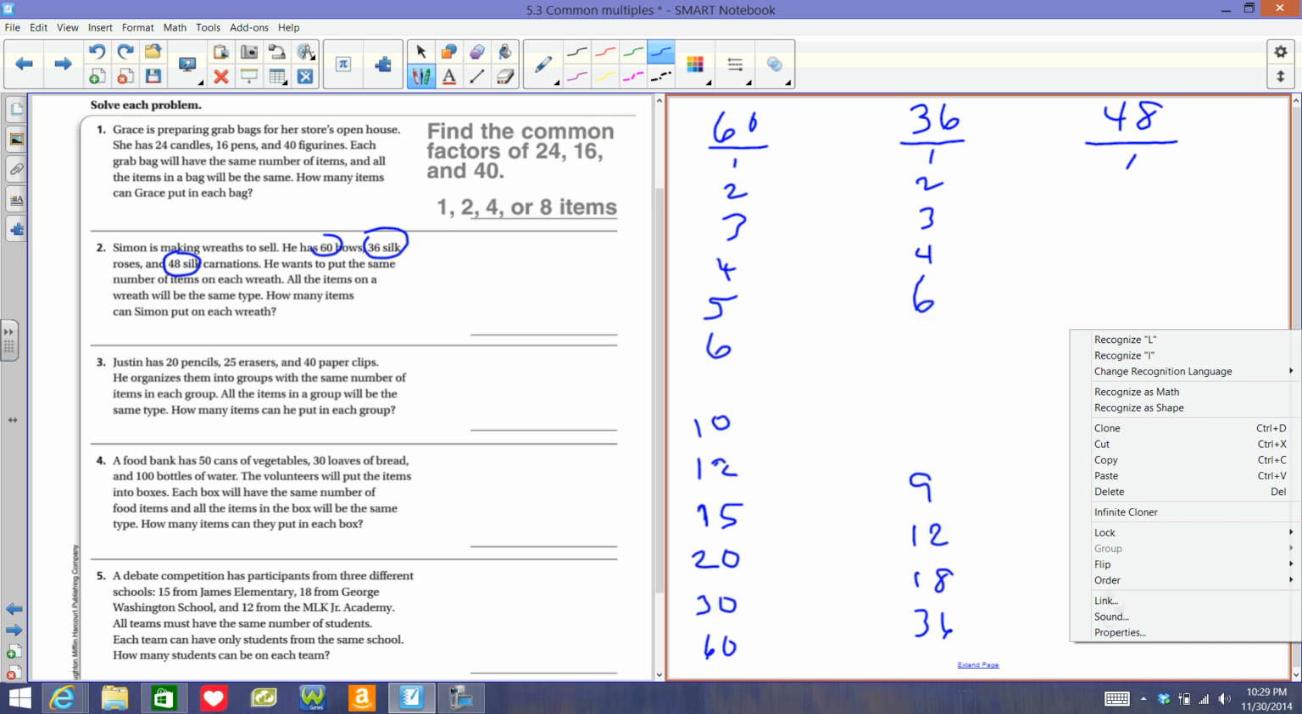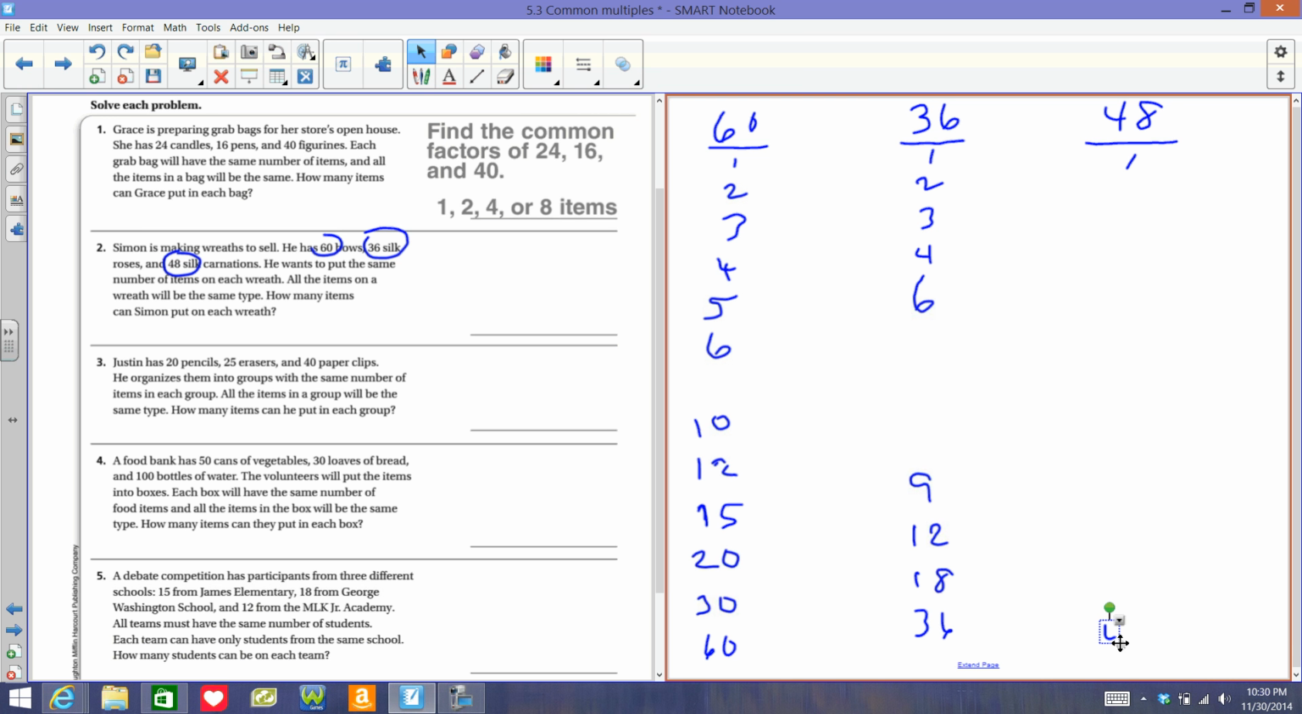So we have 1 and 48. 48 is an even number, so 2 can go in. 2 can go into 4 2 times. 2 can go into 8 4 times, so 2 times 24 is 48. 3 can go into 48. 3 can go into 4 one time. Carry 1 over to 18. 3 goes into 18 6 times, so 3 times 16 is 48. 4 can go into 48. 4 goes into 4 one time. 4 goes into 8 2 times, so 4 times 12 is 48.